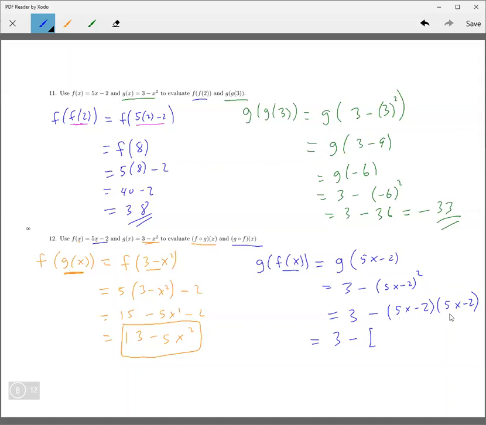Okay, so there's this minus there. This times this, the first ones, that's 25x squared, plus the first and the last, that's minus 2.5x times 2, that's 10x. And then the inside ones are another minus 10x, and then the last one is plus 4. Okay, so 2 times 2 is 4.